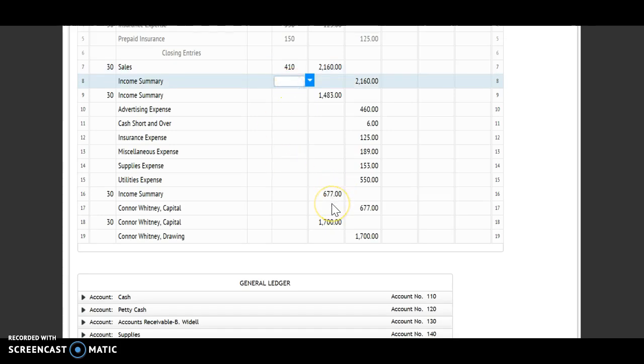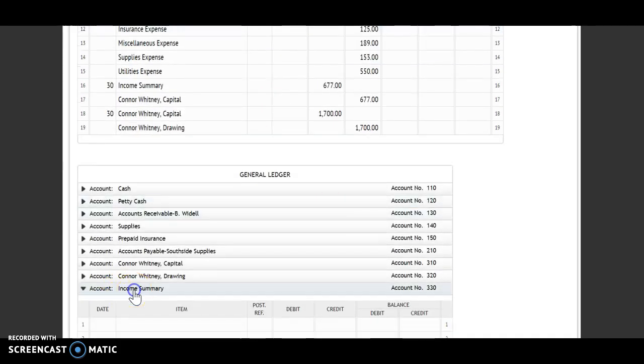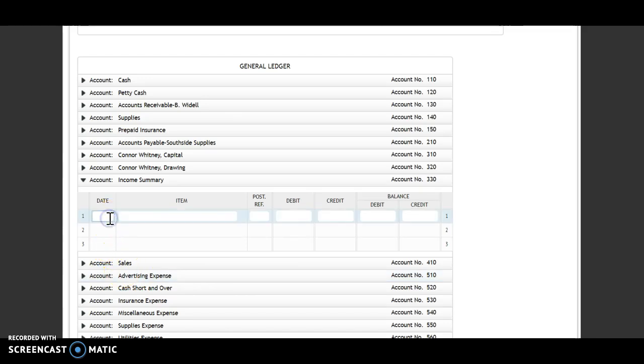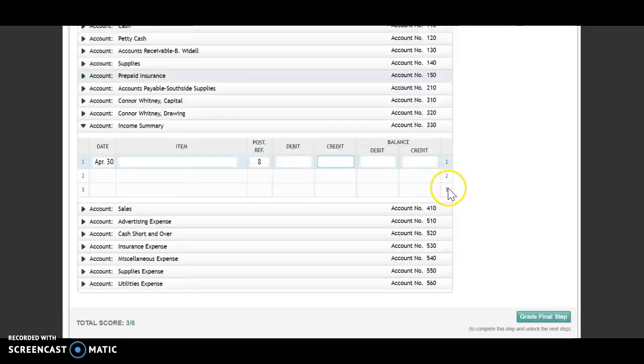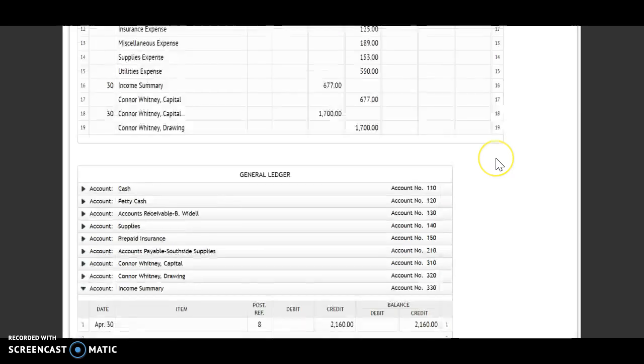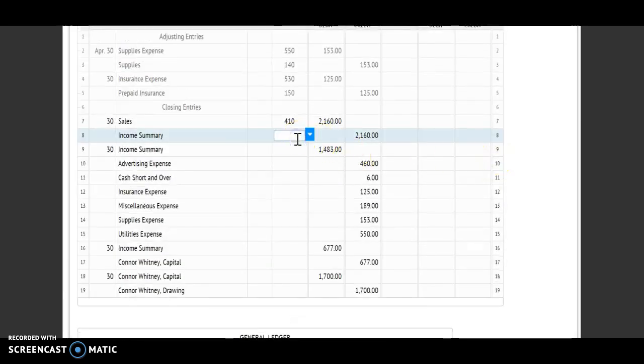Next one, I'm going to go to my income summary. I need to put in the month and the date for this one. My journal page was page 8. This time I'm going to credit, and I'm crediting for $2,160. My new balance simply then will be a credit of $2,160. Account number 330 goes back to my journal.